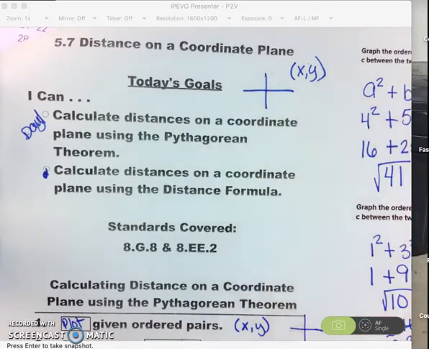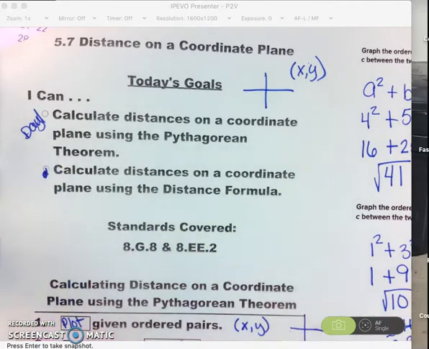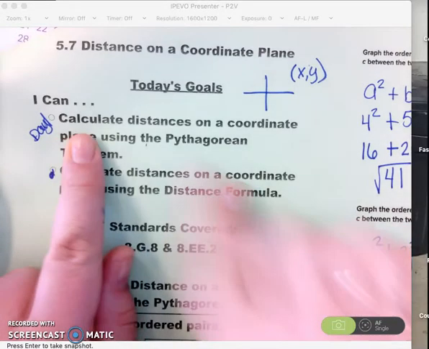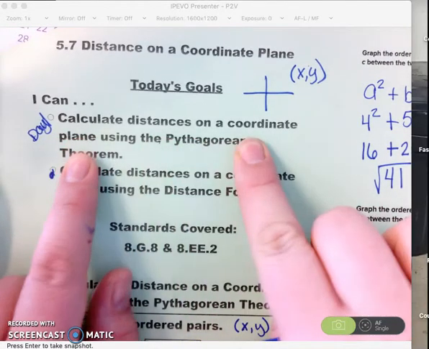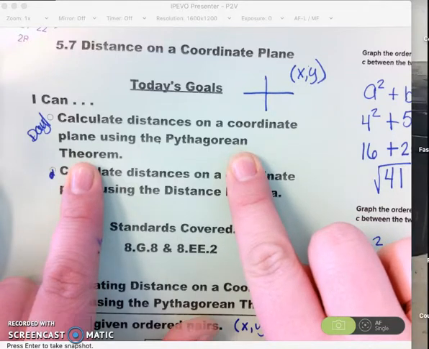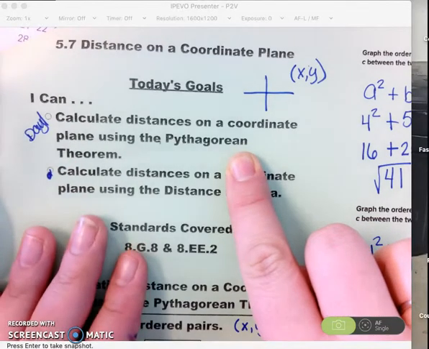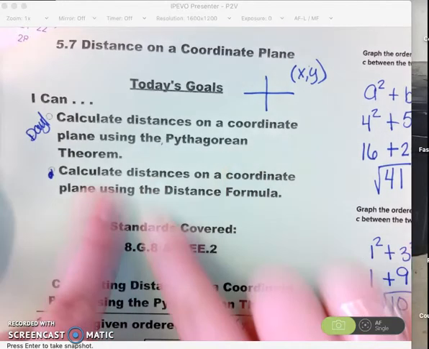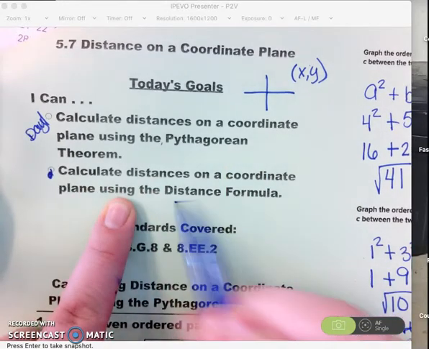So those are prerequisites. Today, we're going to do this in 2 different days. So 5.7 day 1 is going to be just calculating the distance on a coordinate plane using the Pythagorean theorem. So it's going to be pretty short. We have 3 examples that we're going to do. And then tomorrow we will actually use what we call the distance formula.